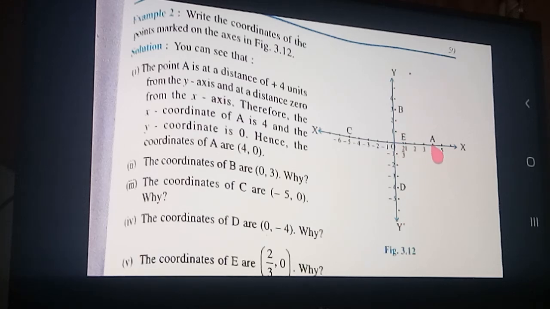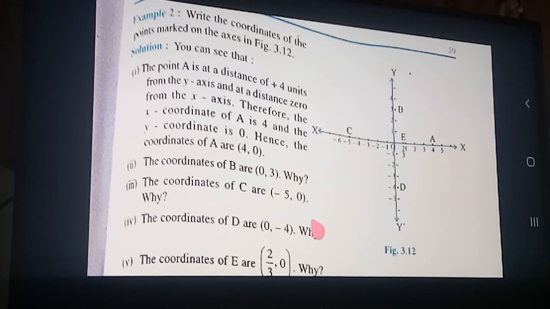So what are the coordinates of this point A? What will you say? 4, 0. X-coordinate 4 and y-coordinate 0. What are the coordinates of this point? Here it is written 2 by 3, so 2 by 3, 0. What are the coordinates of this point? Minus 5, 0. Did you get clear why 0 is coming?